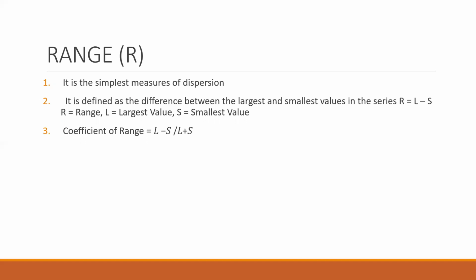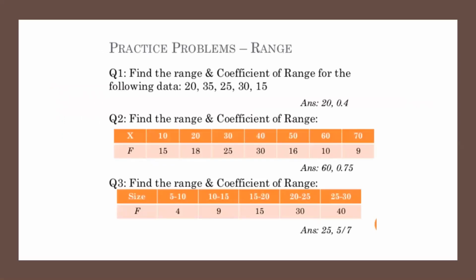And the coefficient of range is obtained by dividing the largest minus smallest value by the largest plus smallest value. So here is a practice problem. A data set is given and we have to find the range.